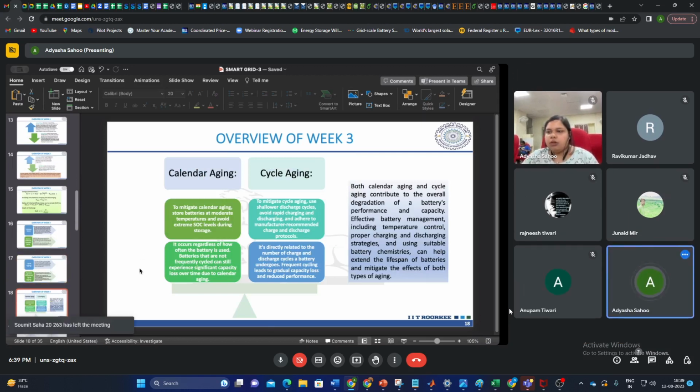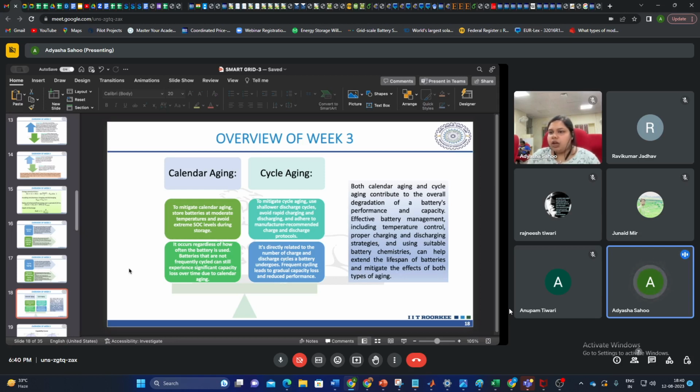So if we compare them, to mitigate the calendar aging, we need to manage the temperature inside the battery, so moderate temperatures, and avoid extreme SOC levels during their storage. Similarly, to avoid cycle aging, we need to have lower discharge cycles and avoid the rapid charging and discharging that we are doing. And obviously, we need to follow the rules of the manufacturer.